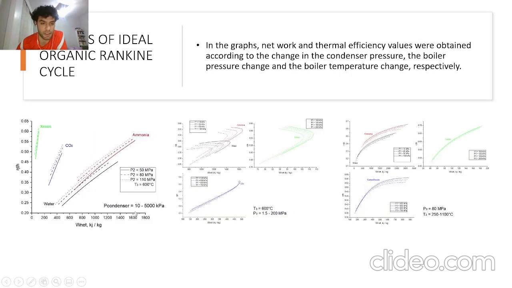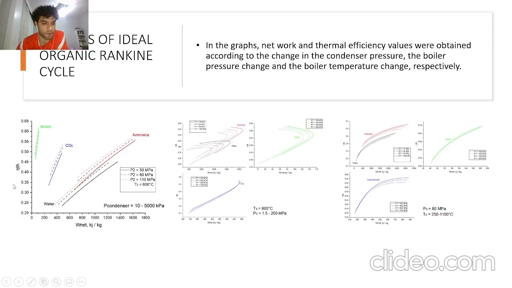entropy diagram of it. As you see on those graphs, network and thermal efficiency were shown, related to condenser pressure, boiler pressure, and boiler temperature respectively. When we investigate the first graph, the condenser pressure was changing from 10 to 5000 kilopascal, boiler temperature was kept at 600 Celsius, and boiler pressure was kept at 50, 80, and 110 megapascal respectively.